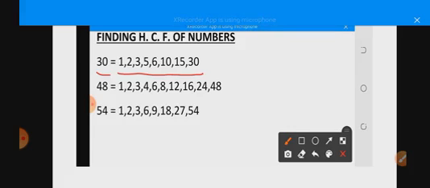the difference between factors and multiples. So these are the factors of 48, because each of these numbers will divide 48 without a remainder.